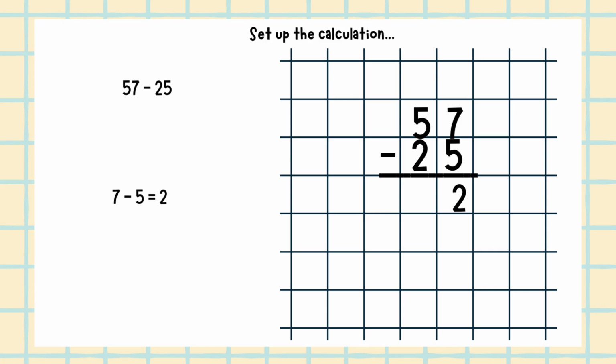And then we move on to the tens. 5 tens minus 2 tens equals 3 tens. So we reflect that in the answer. So the answer to 57 minus 25 is 32. No exchanging needed because the top digit is bigger in each column.